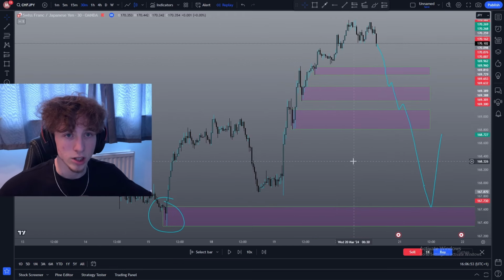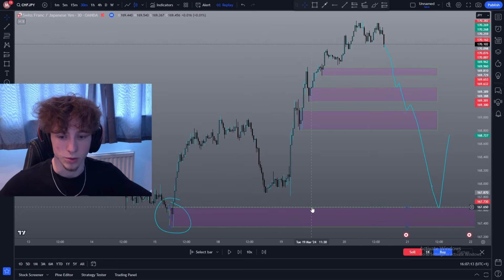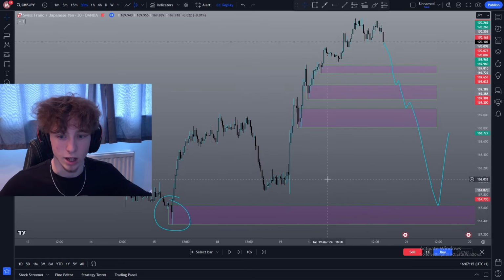However, if we're still bullish, we're still following trend, then you can expect these zones to go absolutely crazy, because this is where everybody's going to be buying at. This is the lowest point. This is where the move started. This is where investors, institutions are going to be placing their orders.